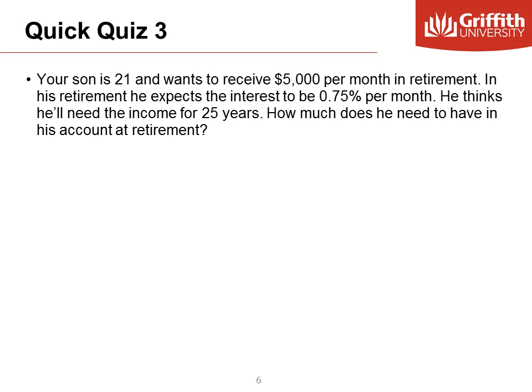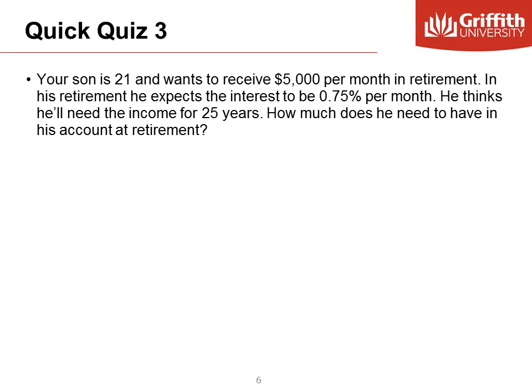Now I want you to take some time to do this quick quiz, but you have to read the question carefully. Let's read it together. Your son is 21 and wants to receive $5,000 per month in retirement. In his retirement, he expects the interest to be 0.75% per month. He thinks he'll need the income for 25 years. How much does he need to have in his account at retirement?